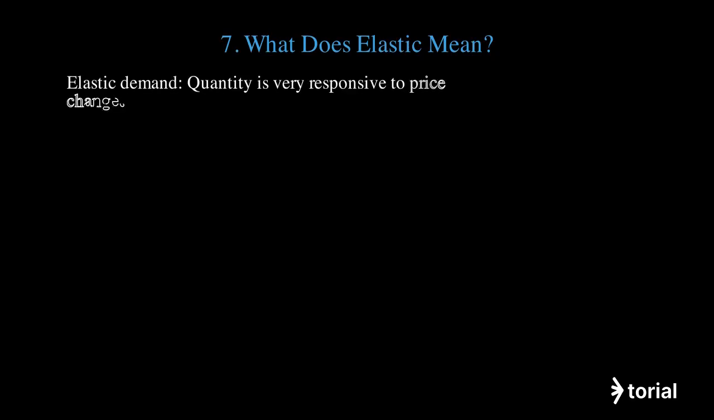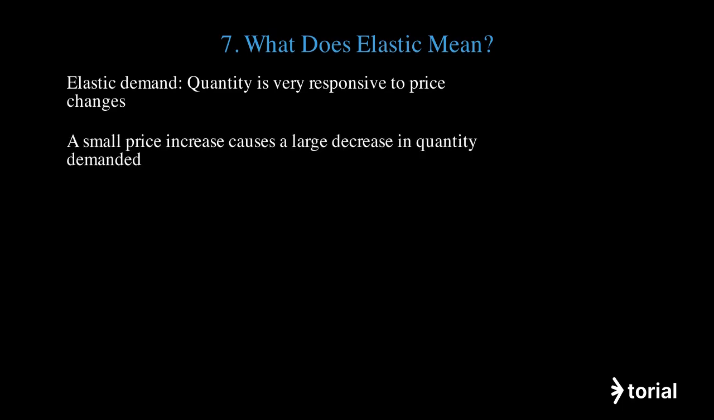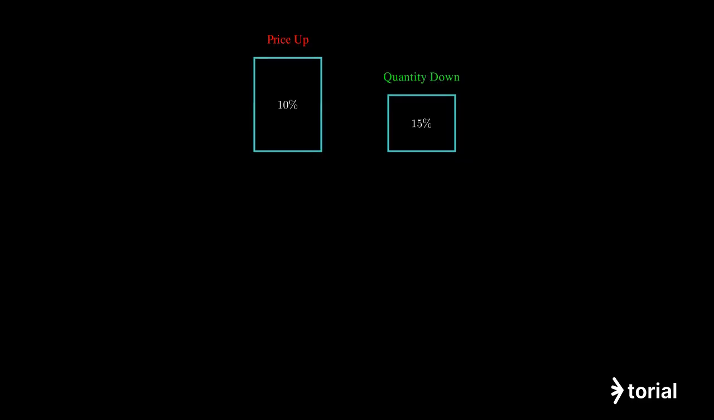Let's understand what elastic demand means in practical terms. Elastic demand means that quantity demanded is very responsive to price changes. In this case, a relatively small 10% price increase caused a larger 15% decrease in quantity. The quantity response of 15% is larger than the price change of 10%, showing high responsiveness.